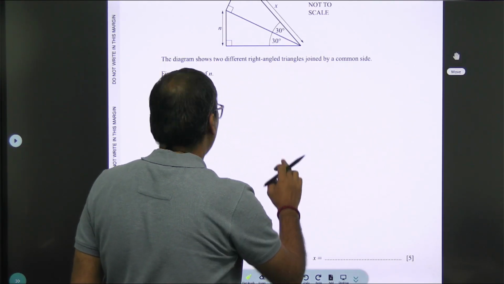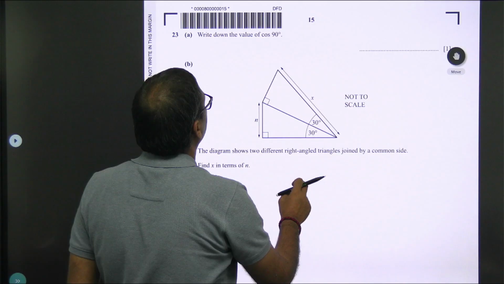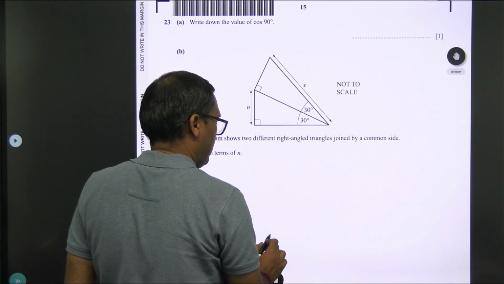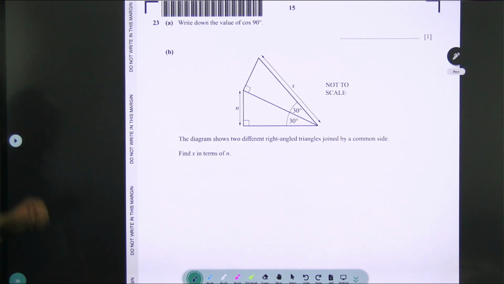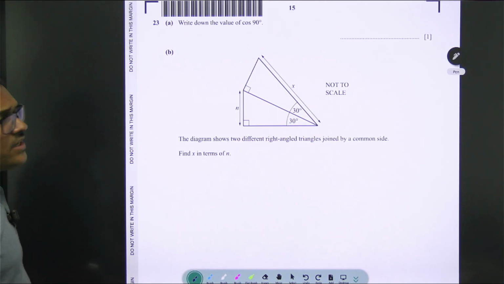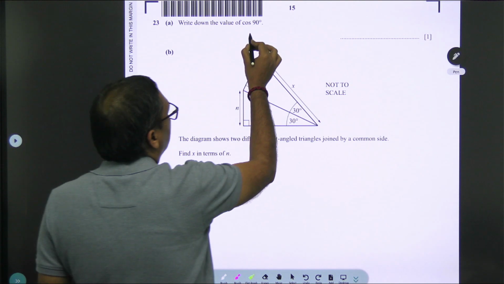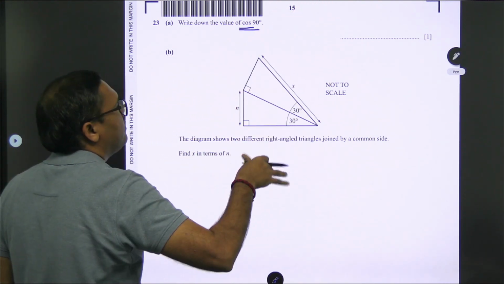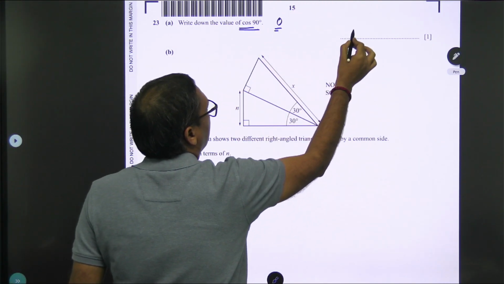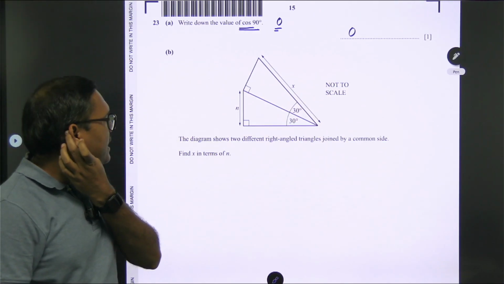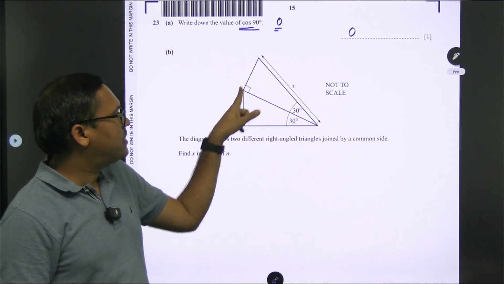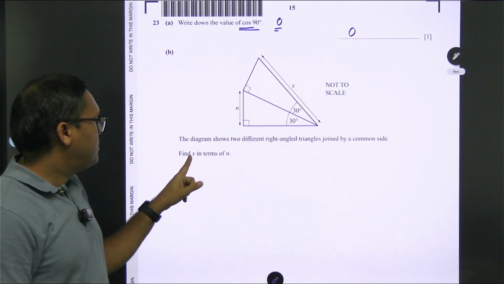So here we have the first question. The question is: write down the value of cos 90. For this you must remember the standard table. Cos 90 is equal to 0. The next part: the diagram shows two different right angle triangles. You have to find x.